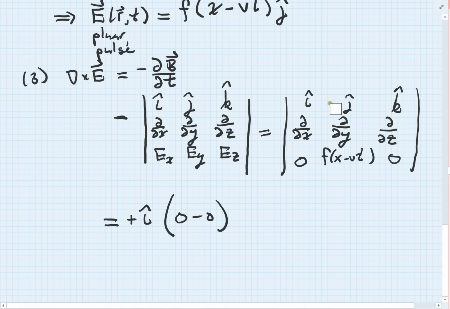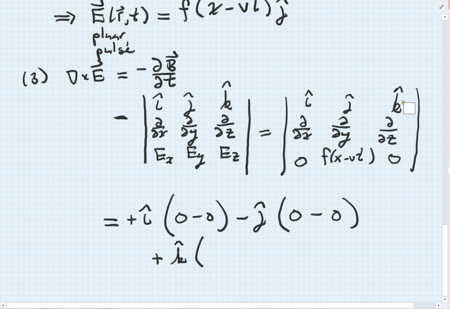Then you do the j hat part, but remember you have to alternate signs, plus, minus, plus. So then you have minus j hat times. And for the j hat part, we cross out this row and this column, and we have the x derivative of 0 and z derivative of 0. So again, it comes out a little bit boring, 0 minus 0. Now, hopefully, the last term, plus minus plus, would be plus k hat, will give us hopefully something interesting. And we do that, oh, we do see something interesting.